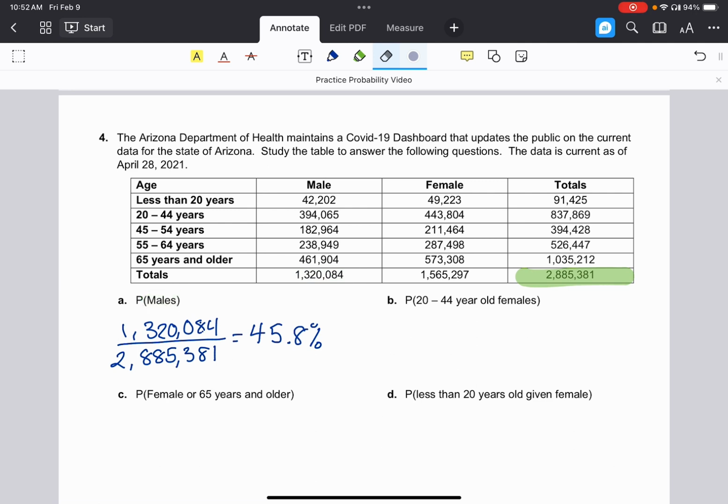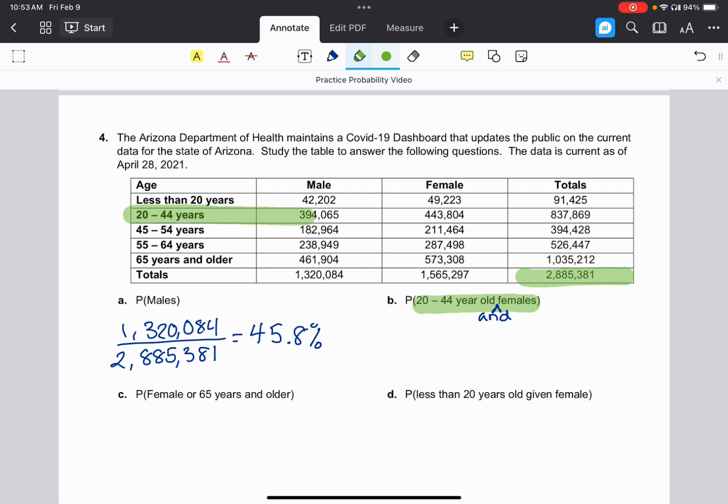All right, next one, we're looking at 20 to 44-year-old females. Now, this is interesting. In my head, I actually have two groups going on here. I'm looking for people who are both 20 to 44 years old and female. But what you don't see there is the word "and." It's missing because often it's implied. That statement implies that an overlap is going on.